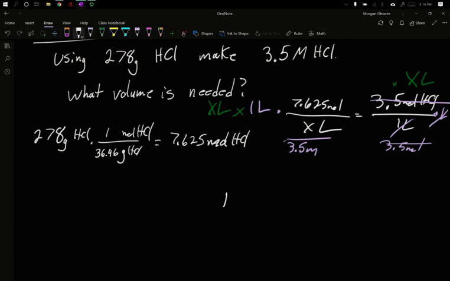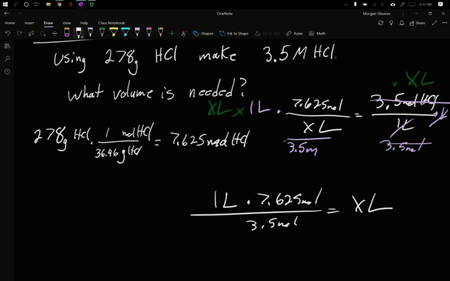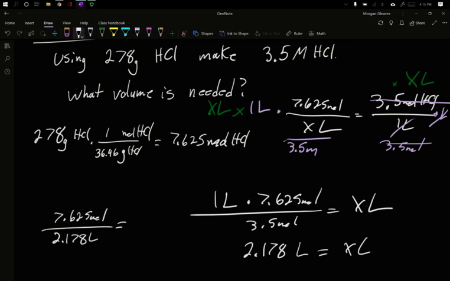This will rearrange to look like 1 liter times 7.625 moles divided by 3.5 moles will equal X liters. When I do this division, I will find that X liters is 2.178. So 7.625 moles in 2.178 liters. When you do that division, what you find is that it is spot on at 3.5.